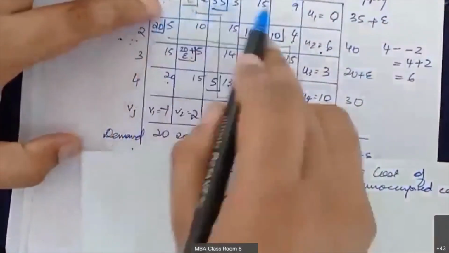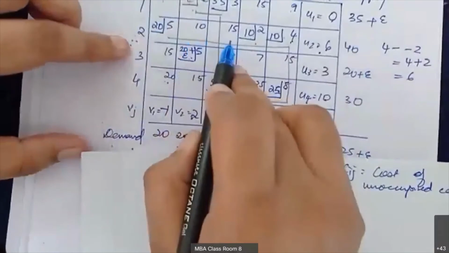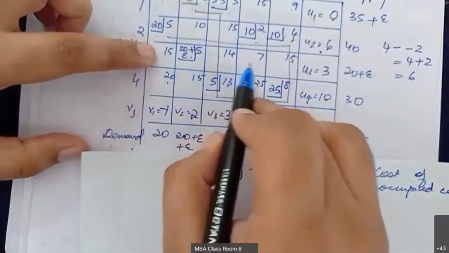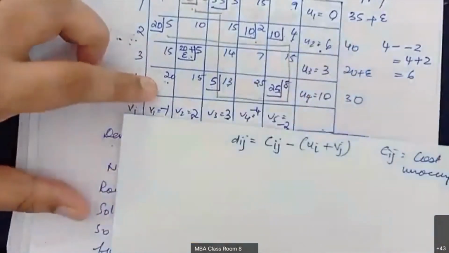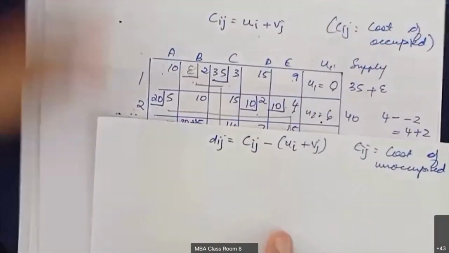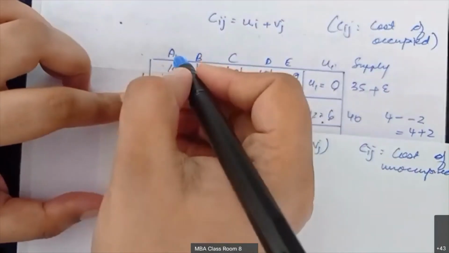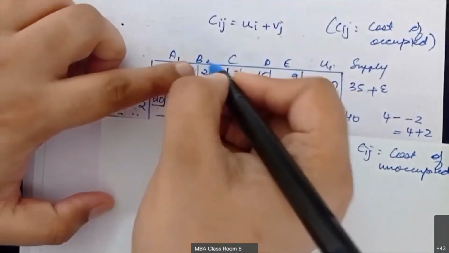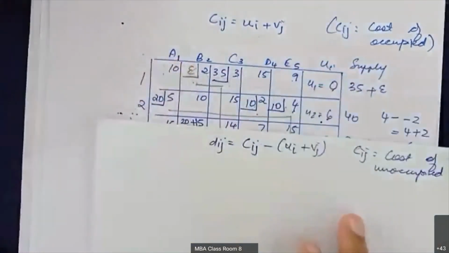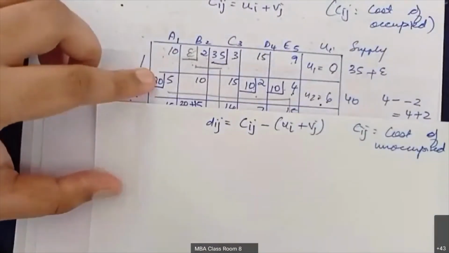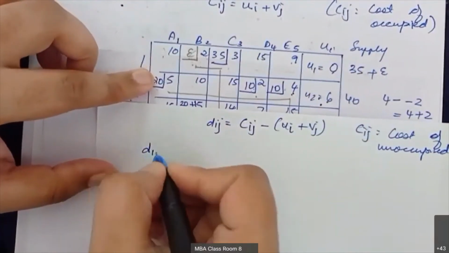So how many unoccupied cells do we have now? 1, 2, 3, 4, 5, 6, 7, 8, 9, 10, 11, 12. 12 unoccupied cells are there, so 12 values we need to find. For the time being, I'm just writing the subscripts here. The first cell is unoccupied, so I have to find D11.